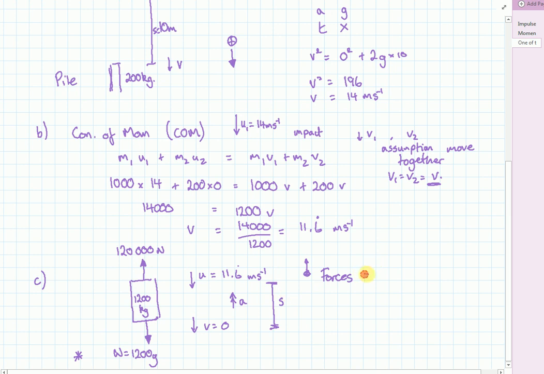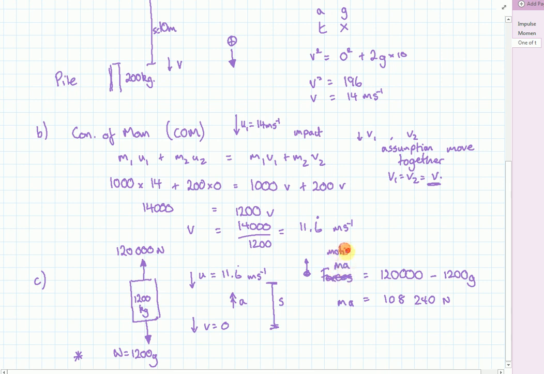So the forces moving up, we have 120,000 newtons, sorry, minus our weight, which gives me a net force of 1,200 times 9.8 minus, and that gives me a net force of 108,240 newtons. That is actually equal to my acceleration part, so the motion part, ma, is equal to this force. My motion is the balance of forces.